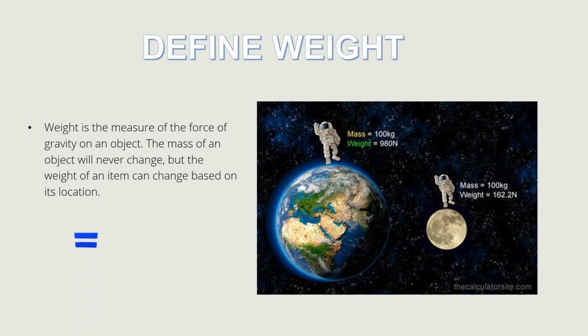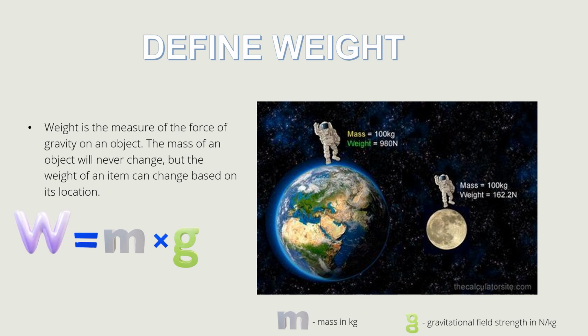Regarding weight, the formula for calculating it is the same as for gravity. Again, you need the mass of the object, in kilograms, times small g, which is the gravitational field strength, which is different on different planets. The only difference in this formula is that the symbol for weight is capital W, while for gravity it is Fg.